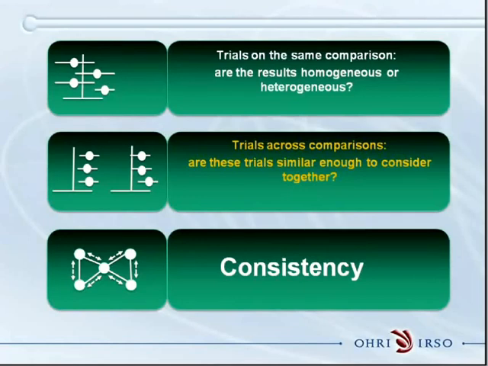Similarity was the second assumption, and what this is now saying is not just looking within each individual comparison, but now looking across all comparisons within our network. So now, for example, going across the entire network for generalized anxiety disorder, can we say that the trials we're synthesizing are similar enough to each other to the point that we consider them to be what I would call combinable?